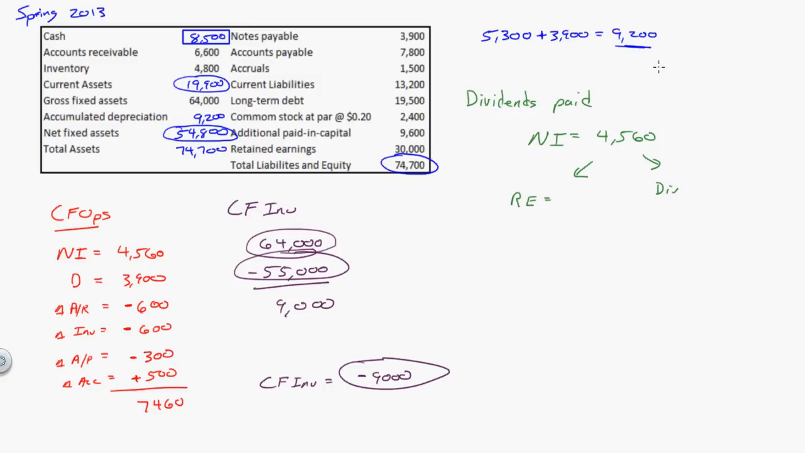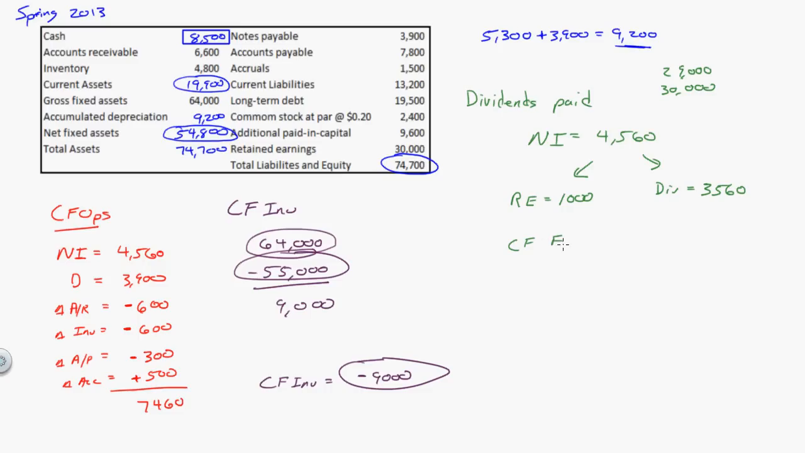I know that my retained earnings from last year was $29,000, right? So you can look on your test. Retained earnings last year is $29,000. This year it's $30,000. So you must retain $1,000 of earnings. So of this net income, you kept $1,000, you paid out $3,560 as a dividend.